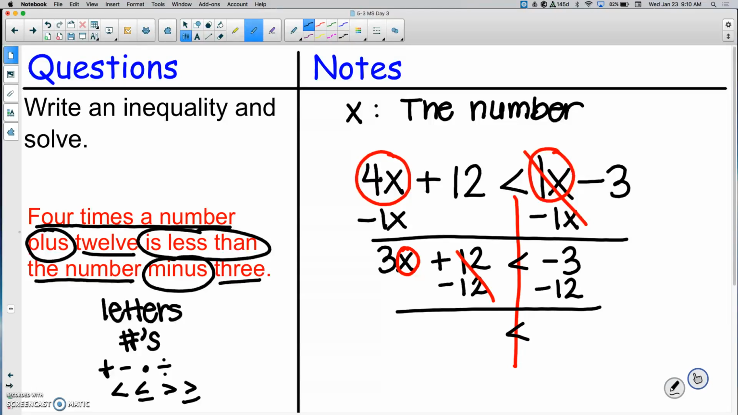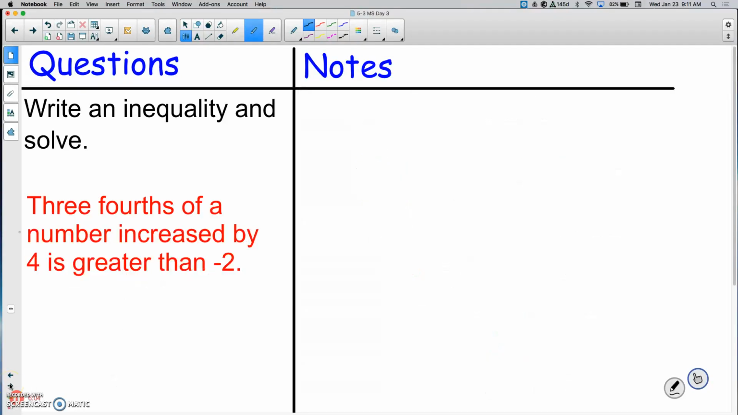Negative 3 minus 12 is negative 15. Remember, subtracting does not change my inequality symbol. My last step, I'm dividing by 3, and because it's a positive 3, I do not flip my symbol. So x is less than negative 5 is my final answer. Next one.